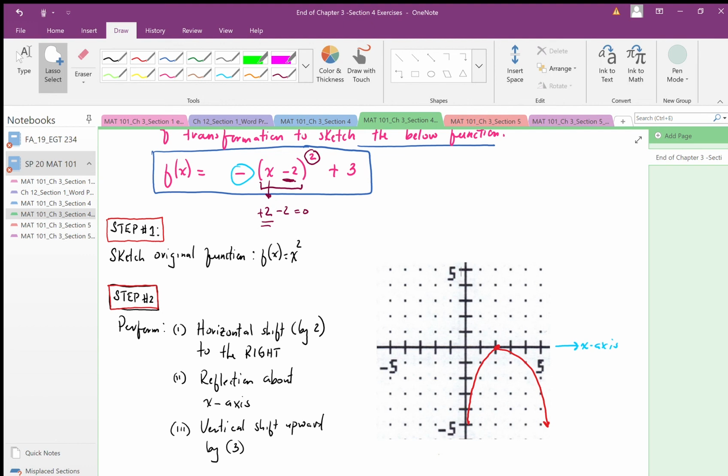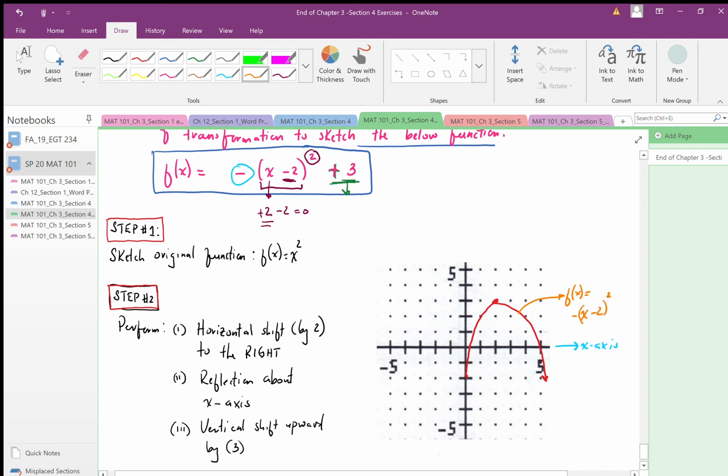Now, the last part is my vertical shift, and that's by a unit of 3 upward, since it's a positive. So now I'm just going to move this up 1, 2, 3. And that's my answer right there. That's how the graph should look, and your function f of x equals negative (x minus 2) squared plus 3.